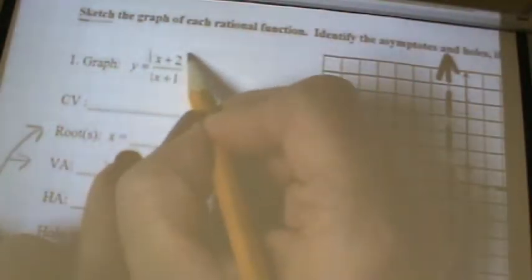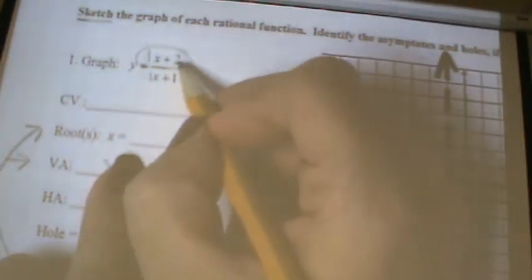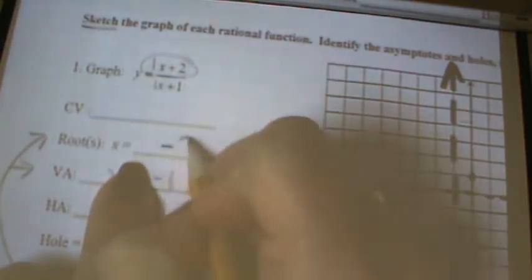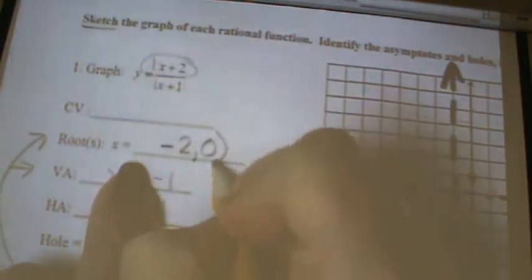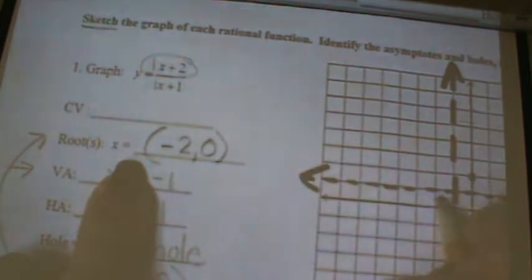What you do is you set your numerator equal to 0 to find your roots. So if I set x plus 2 equal to 0, what is it? Negative 2. So where is negative 2, 0? Right there.